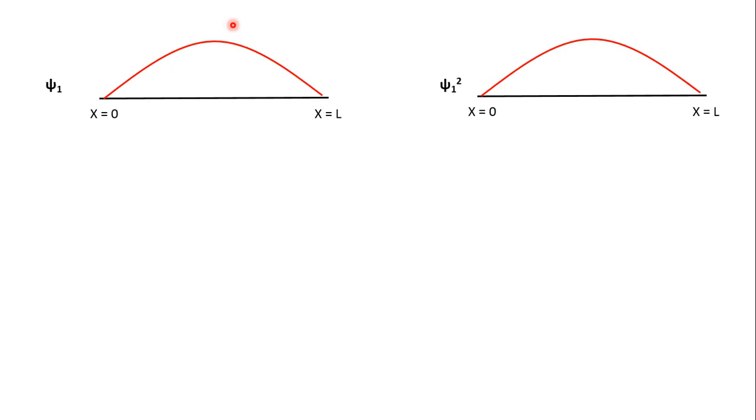Now consider the graphs. In this graph, here we have psi equal to 0. And when psi is equal to 0, the electron density is 0. Here the electron density is 0. Here the electron density is 0. There is no other point where the electron density is 0. And so there is no node when n is equal to 1.